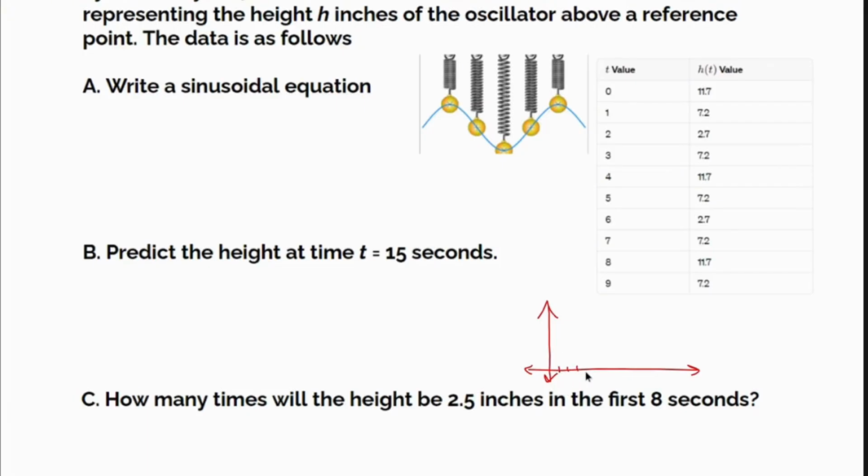We go out to 1, 2, 3, 4, 5, 6, 7, 8, 9. And we're going up to, what are the numbers that matter? 2.7, 7.2, and 11.7. We start out at the very top, so cosine, and then 7.2, and then 2.7, then 7.2, and then 11.7. Very similar to what we did before, where it looks like we have a period of 4.